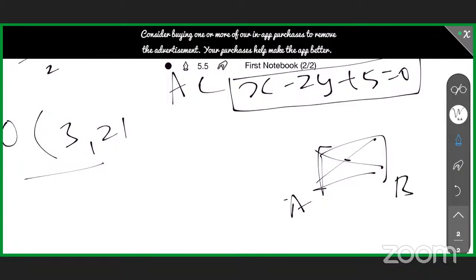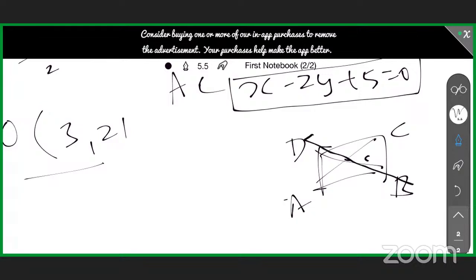A, B, C, D. So, A, B, C, D is there. And we found the equation of AC. We found the midpoint O. Now, what we are doing is, listen carefully.